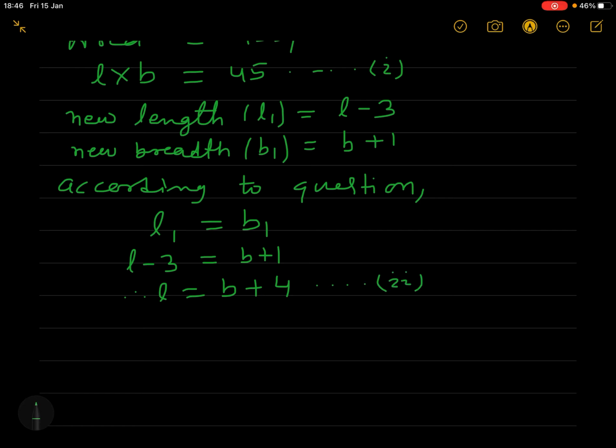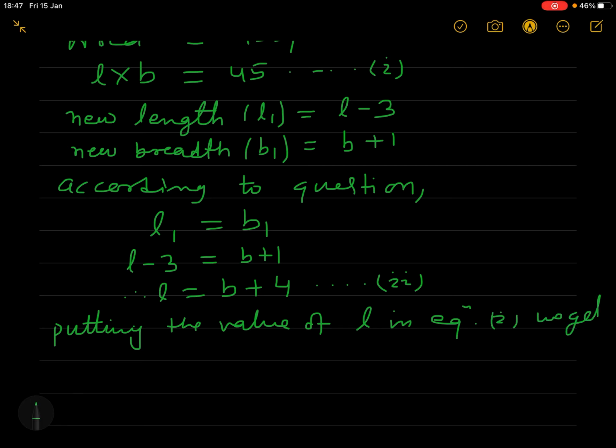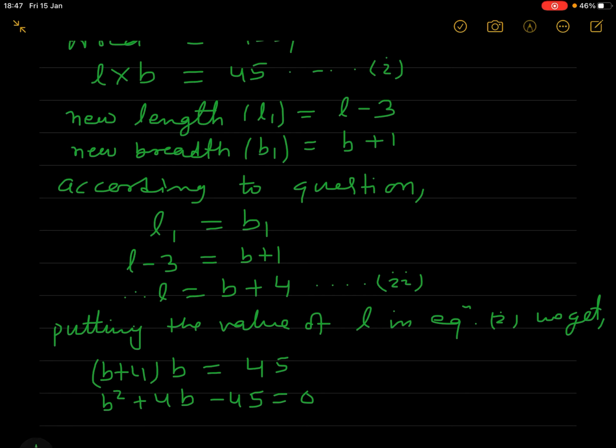Now we can substitute the value of L in equation 1 to get the value of B. So putting the value of L in equation 1, L means B plus 4, so B plus 4 times B is equal to 45. Okay, now we can solve this one. B square plus 4B, the 45 is transposed to the left side, it will be minus 45 is equal to 0. Now we can factorize this one.